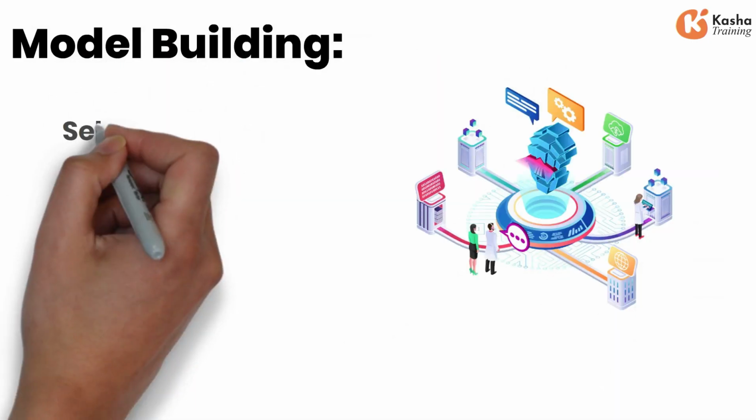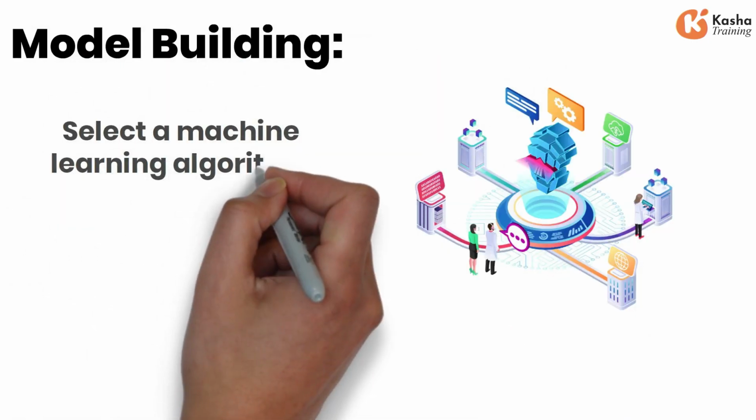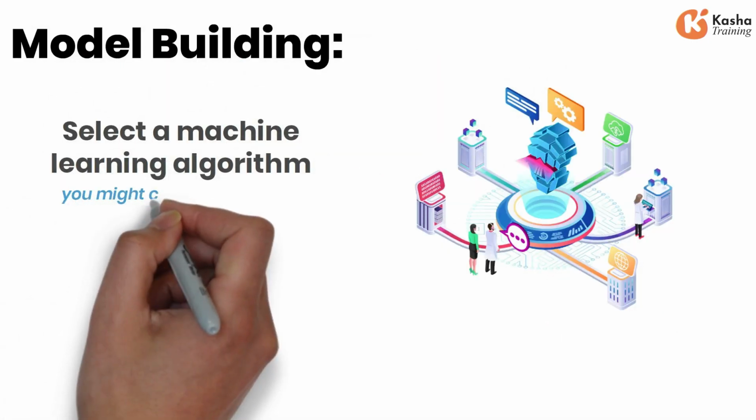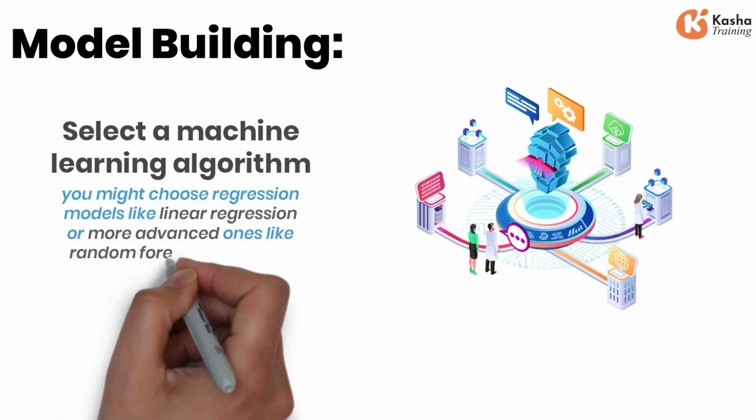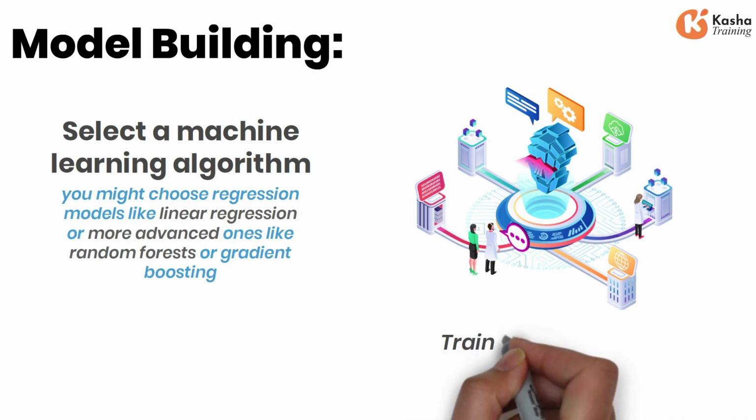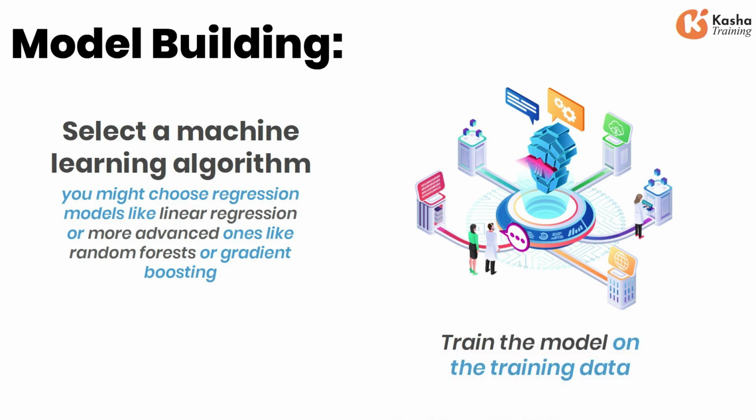Model building. Select a machine learning algorithm. In this case, you might choose regression models like linear regression or more advanced ones like random forests or gradient boosting. Train the model on the training data.